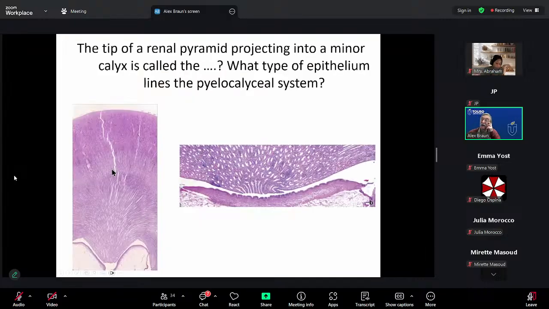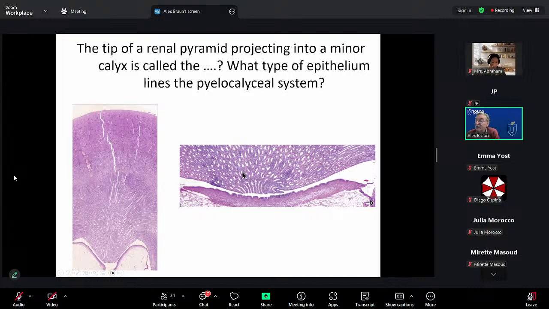Here we see a renal cortex. Here we see a renal pyramid. Here we see a papilla of a pyramid. That pointy end is the papilla of a pyramid. It protrudes into a cup-shaped minor calyx, and urine is discharged into the minor calyx.